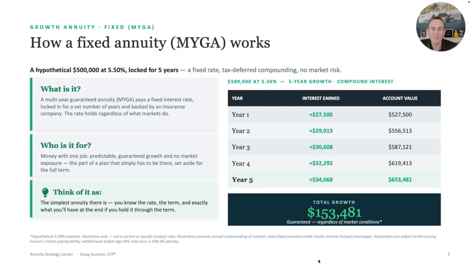Now the key here, this one is compounding. And so you can see by the example, every year the account value is going to grow when that interest is credited. And the 5.5% is now based on the larger account value. So at the end of the 5-year period, you're going to have $153,481. So we know exactly the starting and ending point. Now, assuming that you're not taking any distributions.